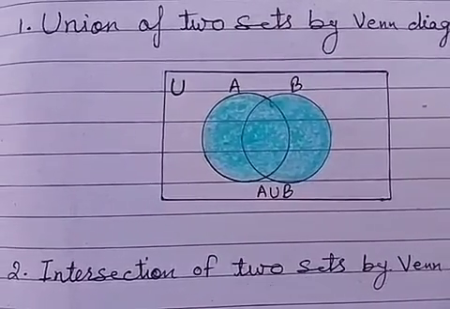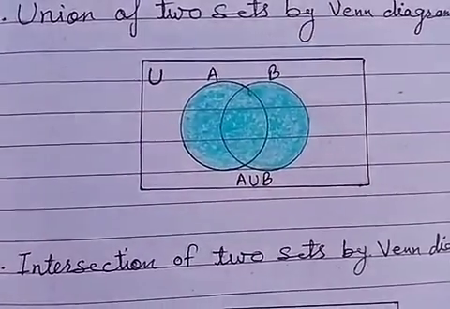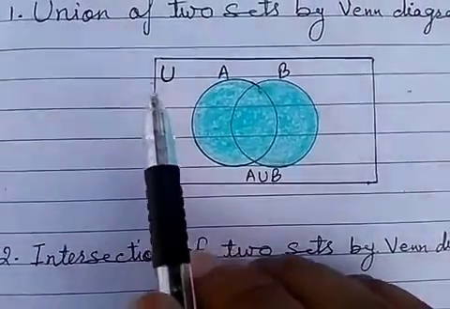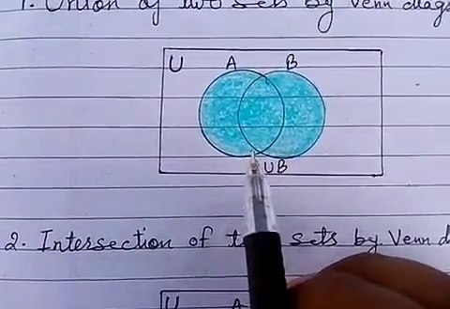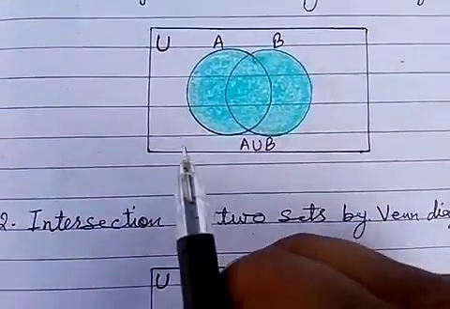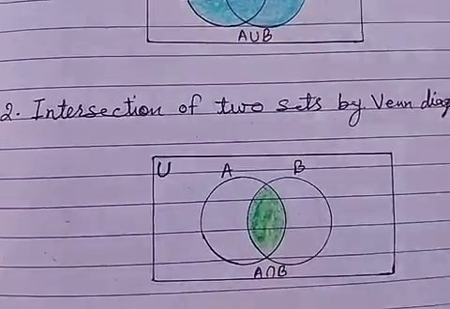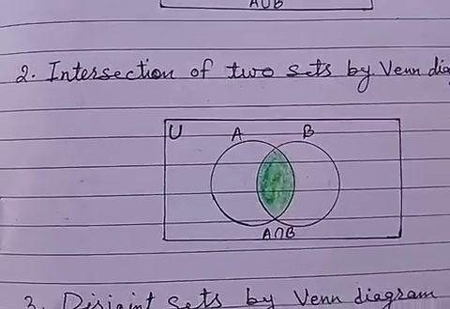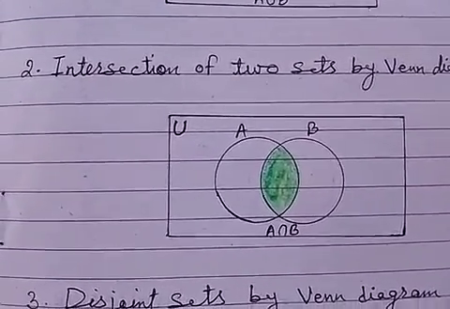We can represent A union B of two sets by Venn diagram. U is a universal set and represented by a rectangle. A and B be any two sets. Then we can find A union B with the help of Venn diagram. Intersection of two sets by Venn diagram: A and B be any two sets and U is represented here by a rectangle as the universal set.